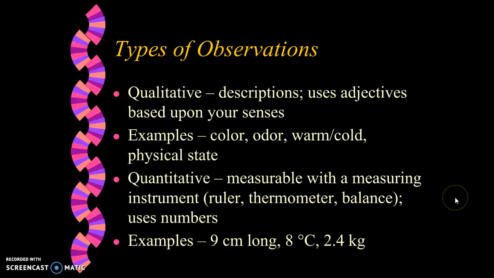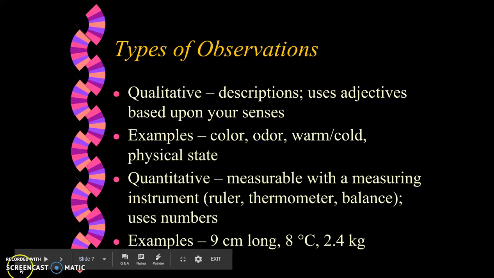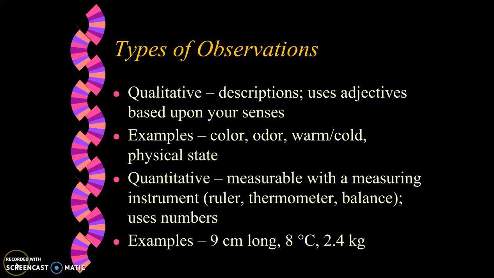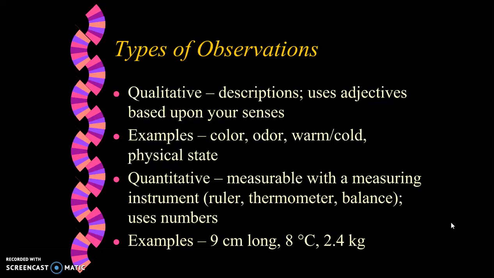Okay, so types of observations that we might take when we are doing a scientific experiment or doing a lab. Qualitative would be descriptions using adjectives based upon your senses. So that's going to be with words. Think quality. Qualitative is going to be word descriptions of things.